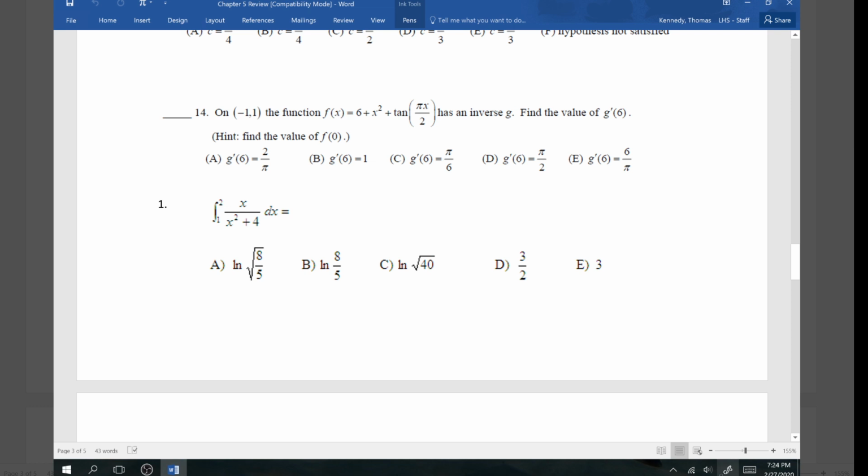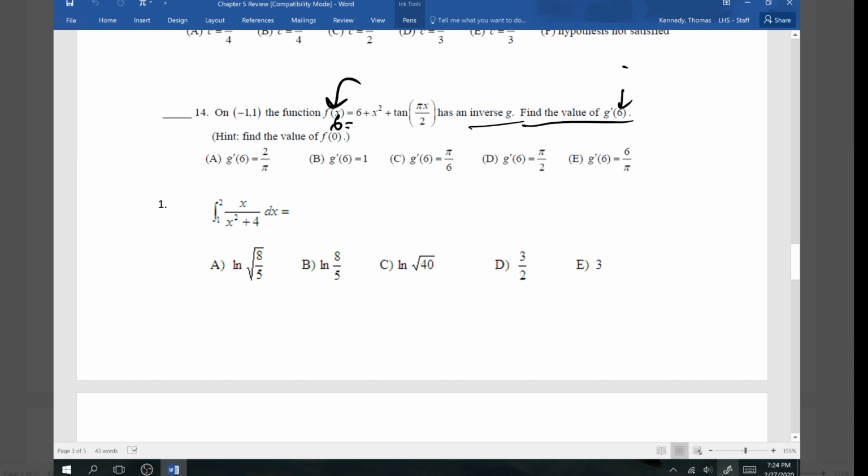The hint here is really good. Okay, so in this question, they give you this janky function. They say it has an inverse, and they say find the value of g prime of 6. Remember, this input into your inverse's derivative is your output. It is f of x, or f of whatever. Yeah, it's what we plug in for f of x.